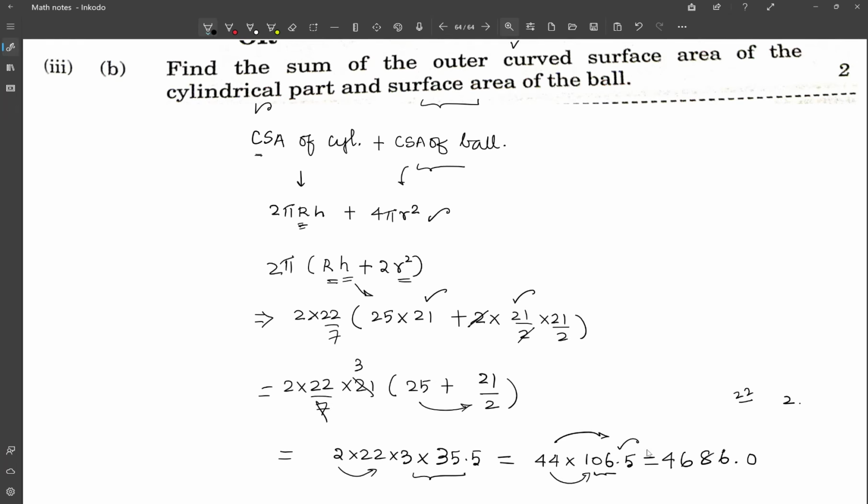This is the outer surface area, the CSA, the combined surface area for the outer cylindrical part as well as the ball. So that would be 4686 centimeters square.